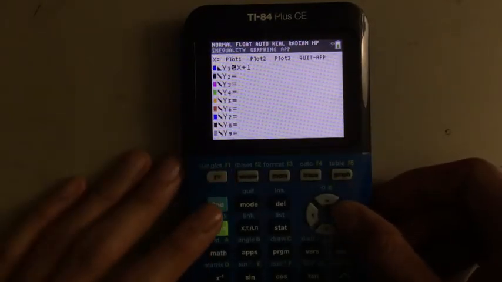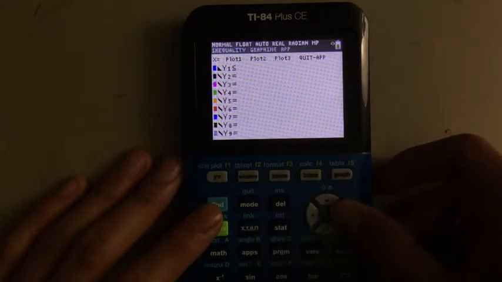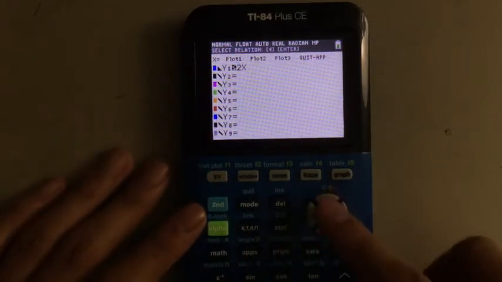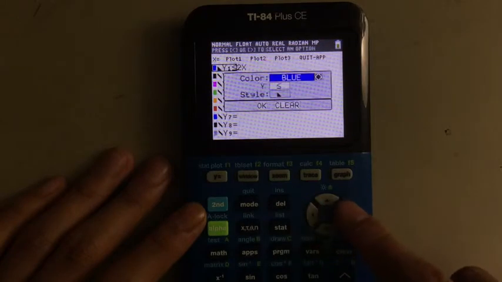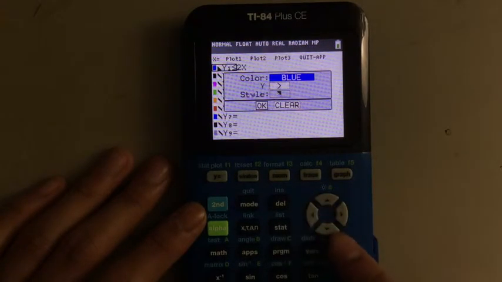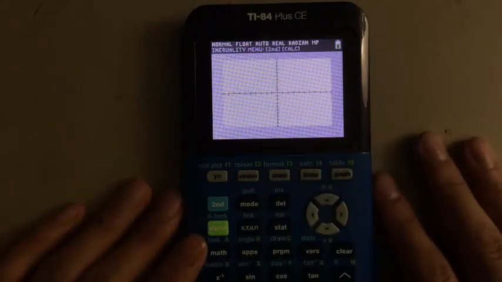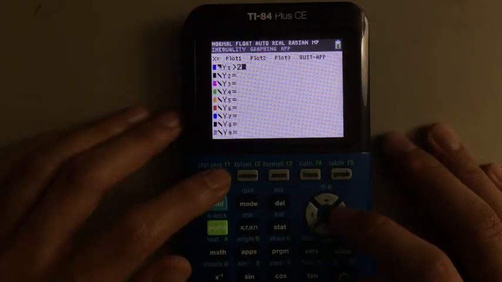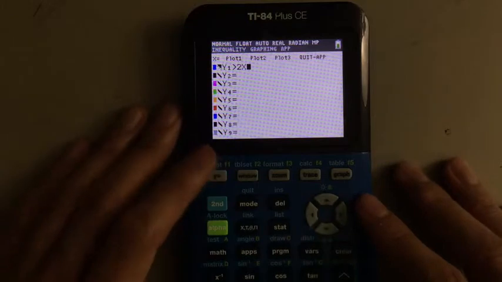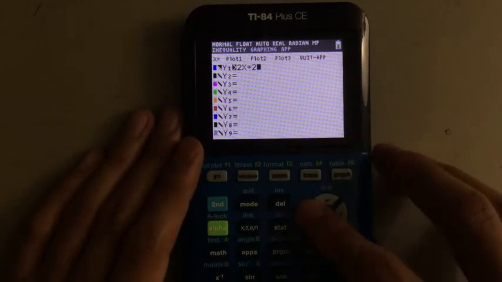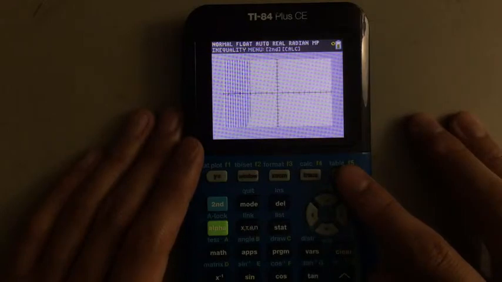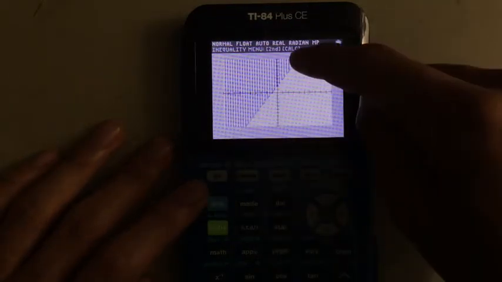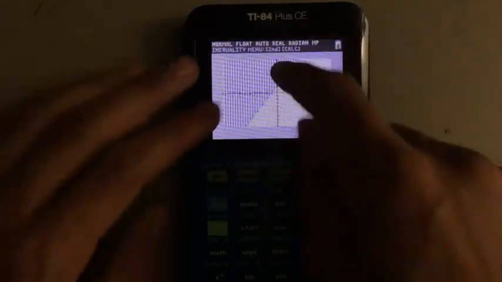So let's do another one. Let's just do 2x, and y is greater than 2x. And this one, you will see a dotted line, so keep an eye out for that. So let's graph that. As you can see, it's a dotted line, and it's greater than that line, so it's on the top. That's where the shaded part is.